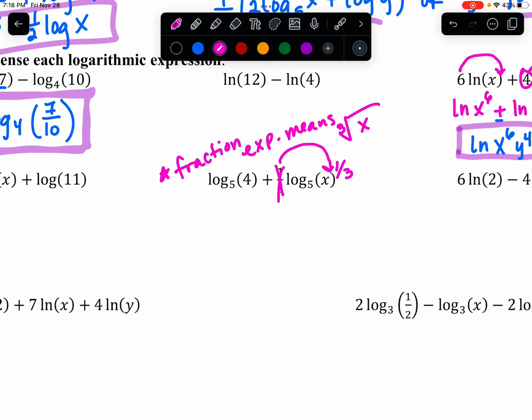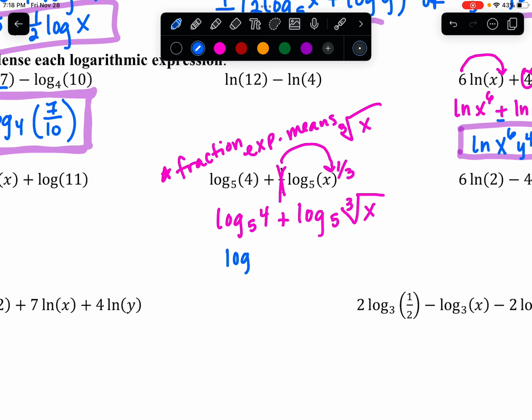Okay, so we have log base 5 to the 4th, or 4, plus log base 5 cube root of x. Now this plus means we multiply, so we have log base 5 of 4 times the cube root of x. You're not going to have many of those on your homework. You will have a few of them because it's the one place we need to review those fraction exponents. And that's your answer.